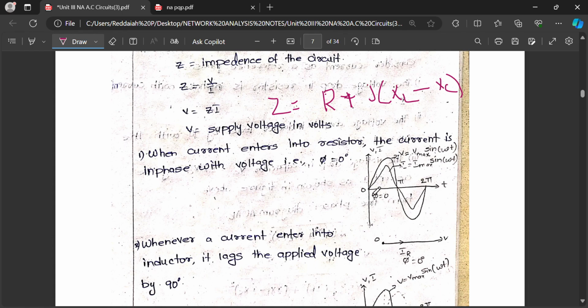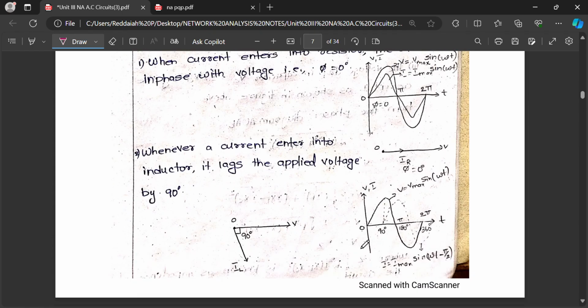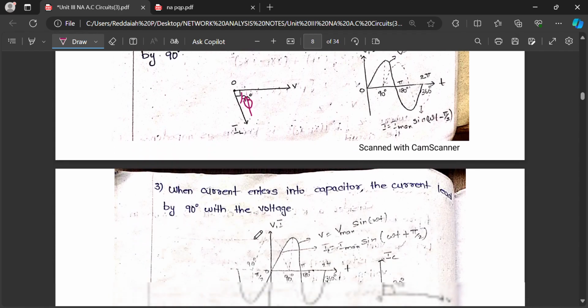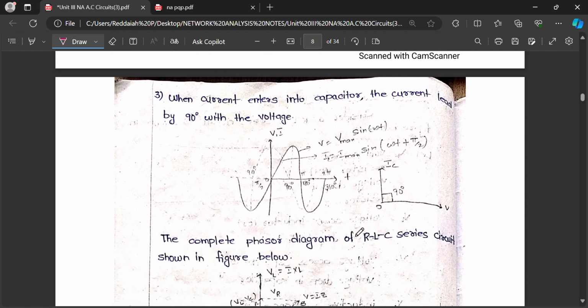When current enters the resistor, it is in phase. When current enters the inductor, it lags by 90 degrees, or by an angle phi. If it is a pure inductor, it will lag. Next, when current enters the capacitor, the current leads by 90 degrees. Current IC will lead by 90 degrees. The same phasor diagram we are representing.